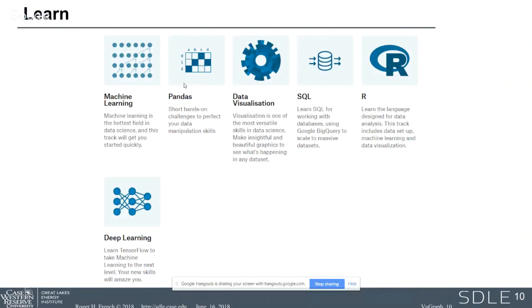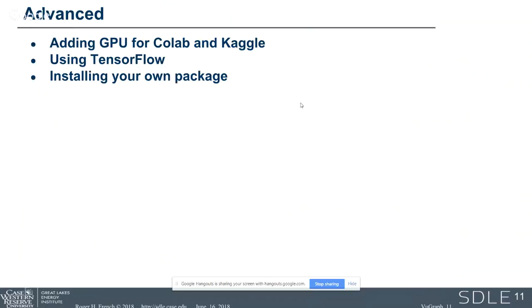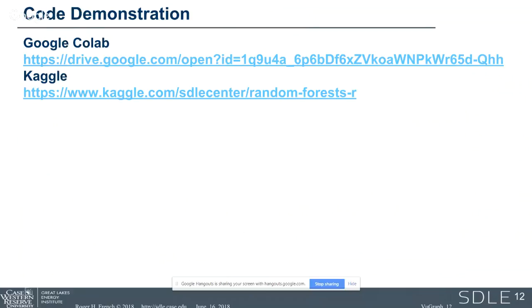So this learning section, basically this is all the courses that it currently provides, mostly machine learning, and mostly they're about Python, but there's one about R and one about SQL over here. So I'm going to show how to add GPU in both Colab and Kaggle in a little bit. And both of these websites support TensorFlow already, so you don't have to build your own environment for TensorFlow. And of course, you can install your own packages on both of these websites.